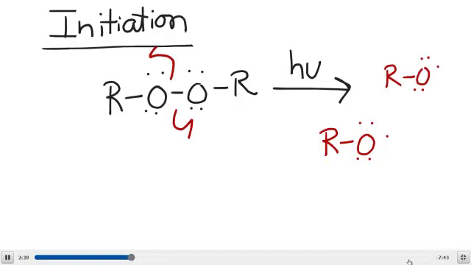Now, oxygen, like any other normal nonmetal, likes to have an octet of electrons. And right now it has 7. So they could choose to come right back together, which is an option, but that's not productive, or they could do something else. And what they're going to do in the second step of this initiation reaction is they're going to react with the HBr that is in the solution.